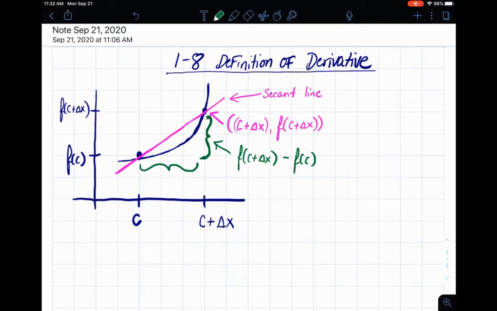How do I get this run? Okay, and when I do the difference between the 2 x points, what happens? If I do c plus delta x minus c, we just get the change in x, right? Okay, so that change in x was just that change between my 2 x values there.